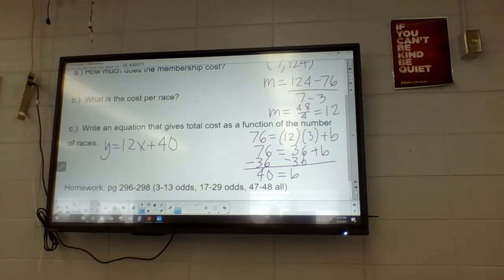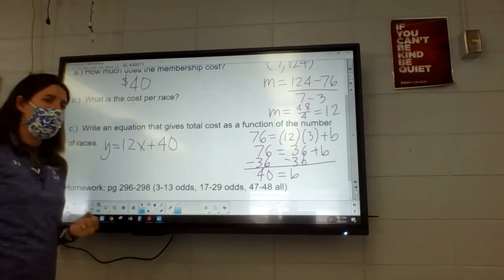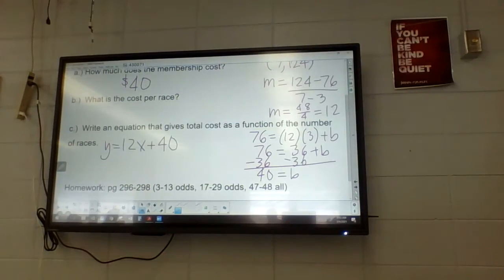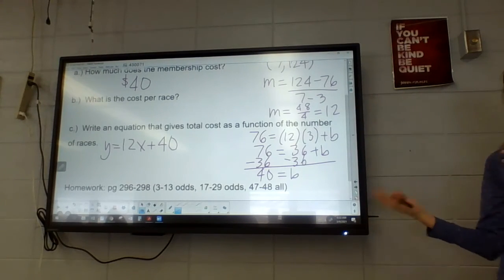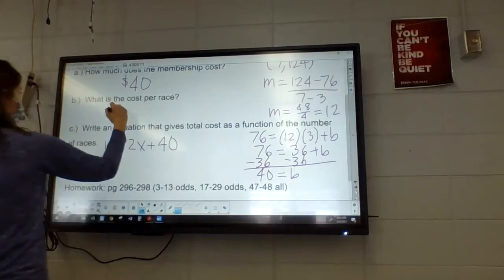Just like if you get a gym membership and you don't go to the gym at all, I think this is like half the United States. If you get a gym membership but never go, you still pay that gym membership. So if he doesn't race at all, he still has to pay that $40. So the membership rate is $40. So what does the 12 stand for? How much he charges per race. So every time he goes to race, he gets charged $12. Once he's in with the membership cost, that's the flat rate, but then it's $12 per race.